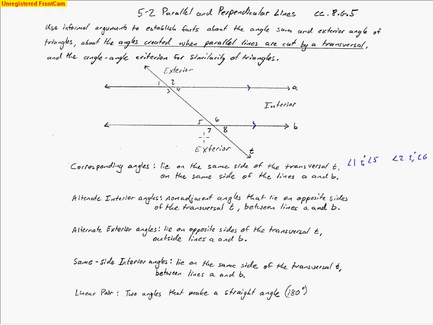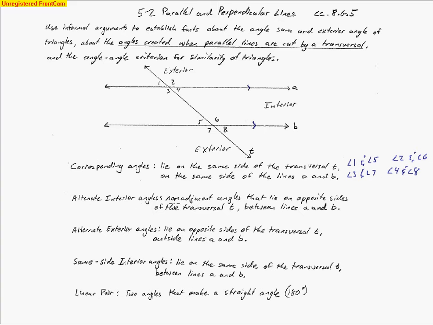We also have 3 and 7, so angle 3 and angle 7, and I also have angle 4 and 8, so angle 4 and angle 8. So those are corresponding angles. They're exactly the same. They're congruent as long as we have parallel lines.